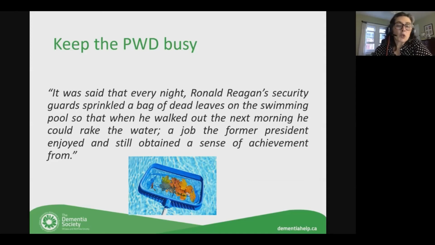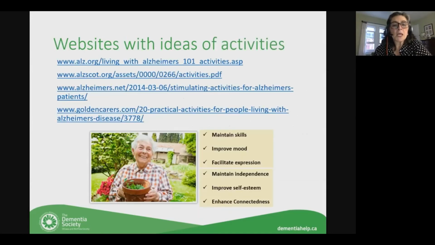There's someone that I know who used to be adamant that his job was to sweep the kitchen floor. And so basically putting a broom in the hands of that person and letting them sweep wherever they were was a sense of accomplishment and an activity that they could take pride in and still feel that they were doing something, whether the floor needed to be swept or not. So what are the things that you can think of to keep a person busy? These are on your slides. You will have websites that have some ideas of activities.